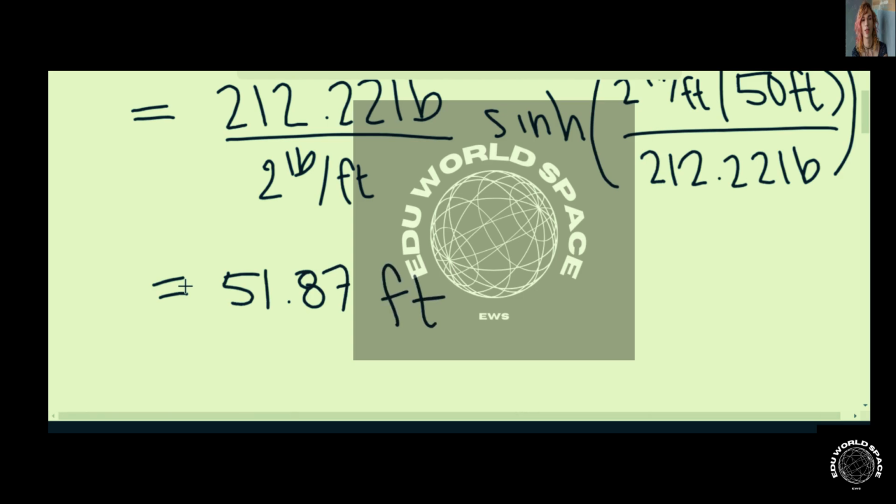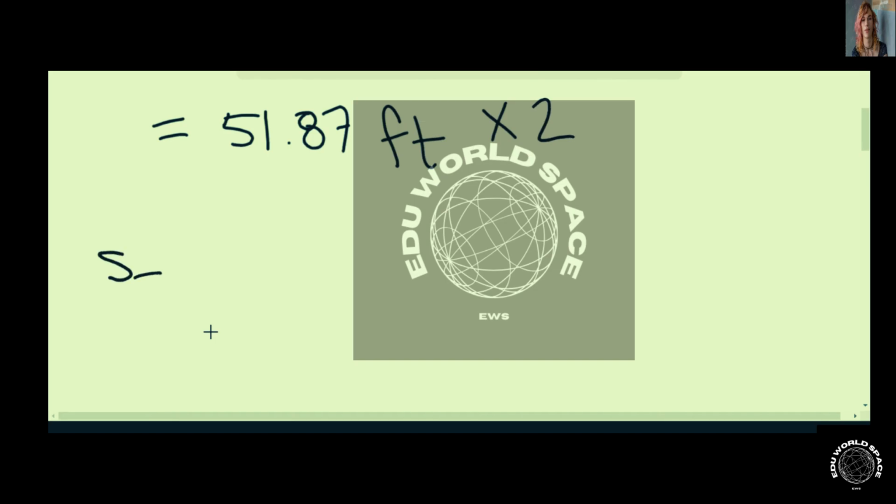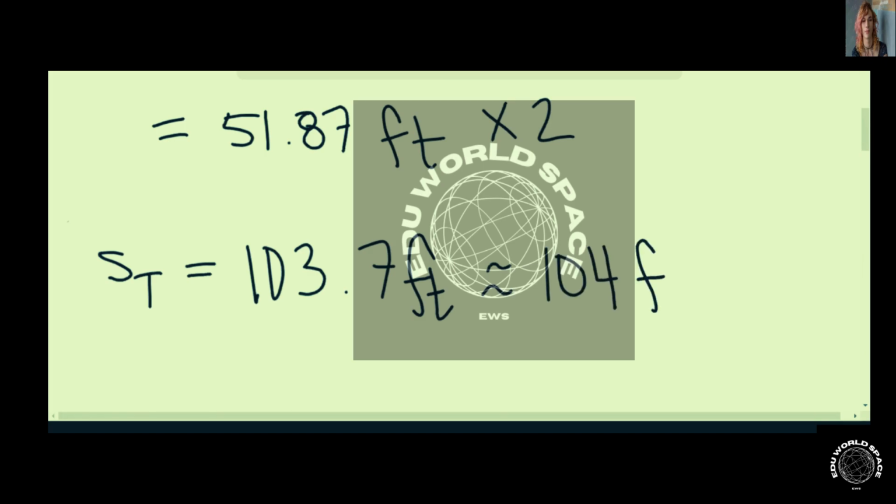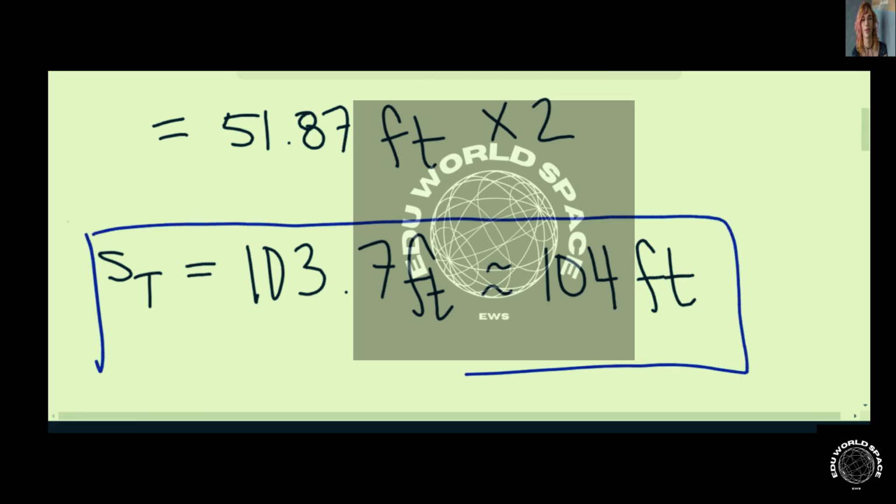But because we evaluated this from the origin to one end of the cable, this number is half the length of the cable, and they want the total length. So we have to multiply this by 2, which means that the total length of the cable, ST, is 103.7 feet, which is approximately 104 feet. And that is exactly how you solve this problem. I hope it helped.